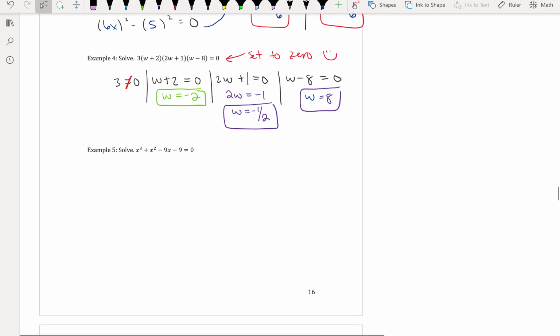For example number 5, this is really nice as well. This one's already set to 0.